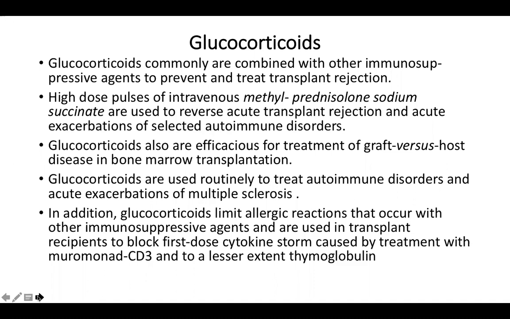So glucocorticoids are commonly combined with immunosuppressive agents to prevent and treat transplant rejections. High doses of intravenous methylprednisolone sodium succinate are used to reverse acute transplant rejections and acute exacerbations of selective autoimmune disorders. Glucocorticoids are efficacious for treatment of graft versus host disease in bone marrow transplantation. Bone marrow transplantation is a very common procedure, especially for some of the anemic conditions. So glucocorticoids are routinely used to treat autoimmune disorders and acute multiple sclerosis.